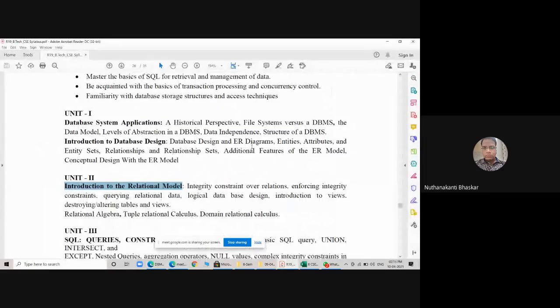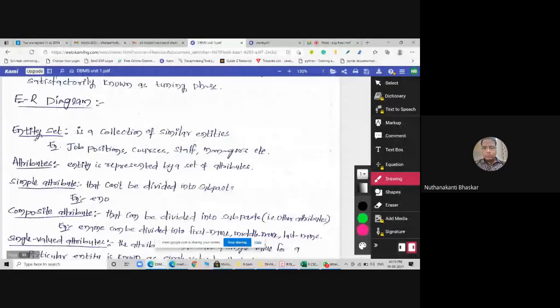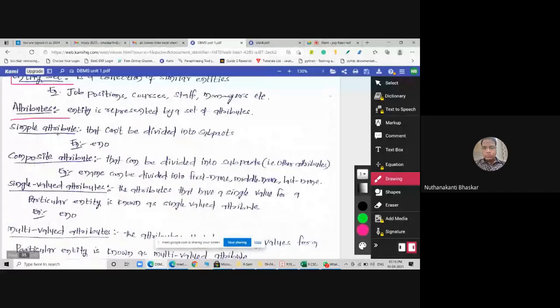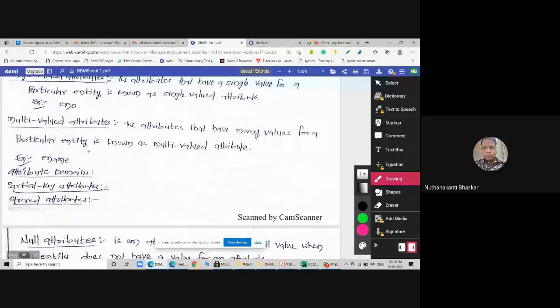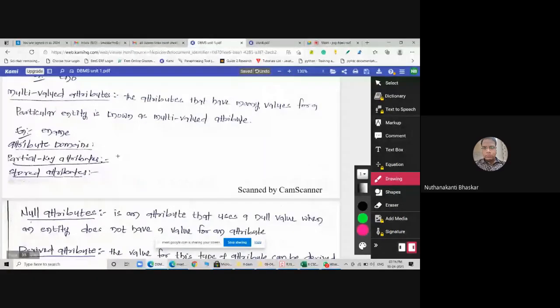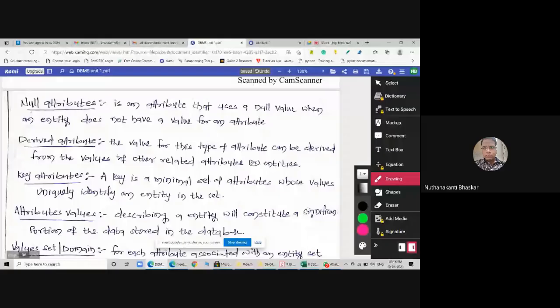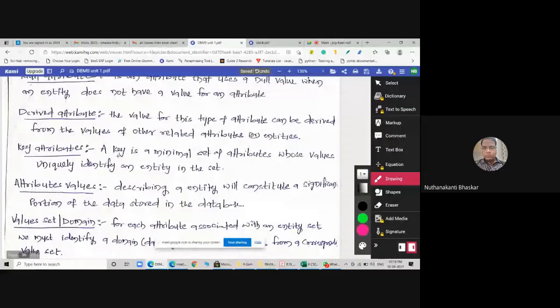Entities, attributes, and all these things we already discussed. We have discussed what an entity is. We already know attributes. What is an attribute? Types of attributes: simple attribute, composite attribute, single value attribute, multi value attribute, partial key attribute, stored attribute, null value attribute, derived attribute, key attribute, attribute values, value domains, descriptive attribute.